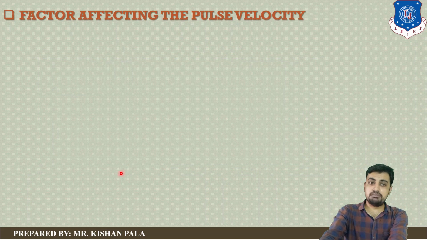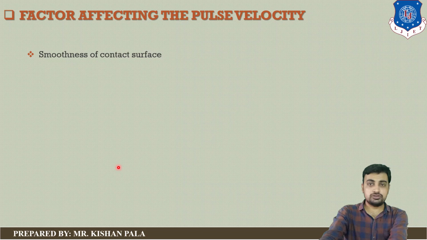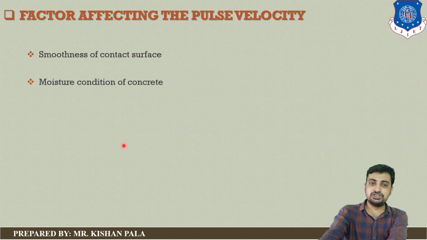Now let us discuss the factors affecting the pulse velocity. First one is the smoothness of the contact surface. With a smooth surface you can achieve an accurate result, compared to a rough surface. The second one is the moisture condition of the concrete. With an increase in moisture, the ultrasonic pulse velocity increases.